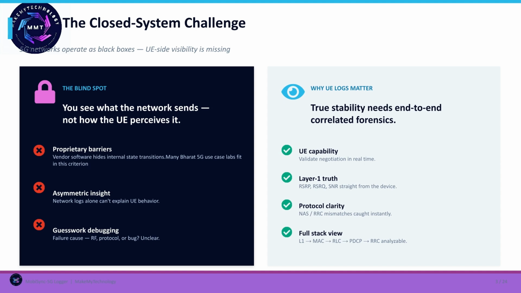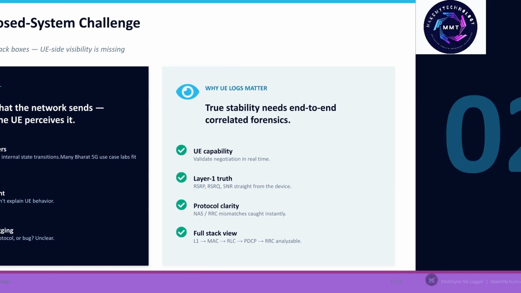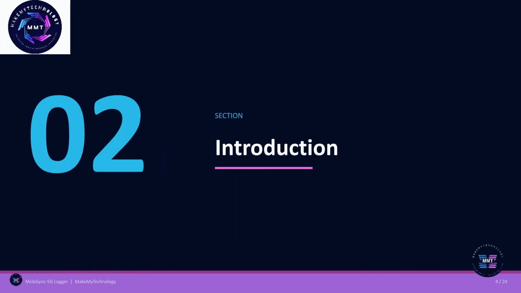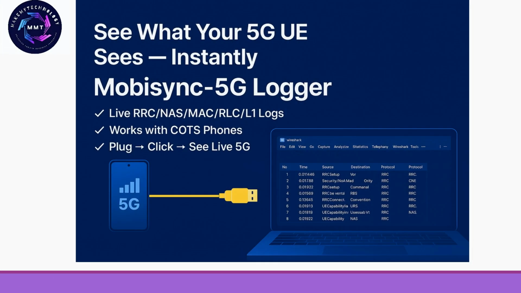The closed system challenge highlights the problem of 5G networks operating as black boxes, missing UE side visibility. Issues include proprietary barriers, asymmetric insight, and guesswork debugging. UE logs provide true stability through end-to-end correlated forensics, offering UE capability validation, LAYER1 truth, protocol clarity, and a full-stack view. Moving on to Section 02, the introduction.